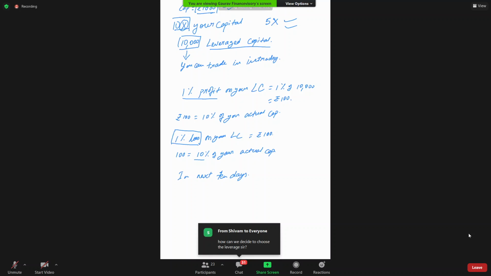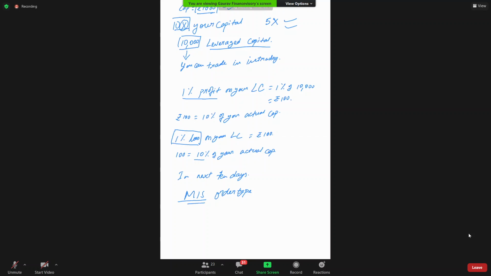How can we decide to choose the leverage, sir? The MIS order type allows you to use leverage. The order type is MIS that allows you to use leverage.